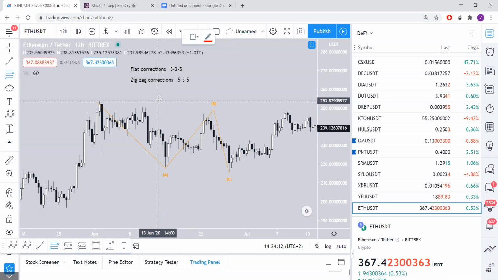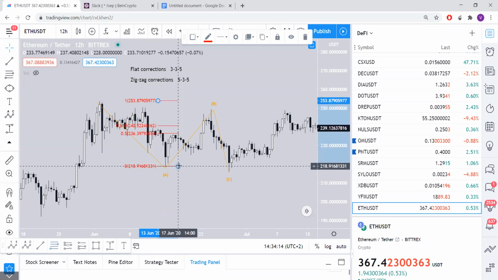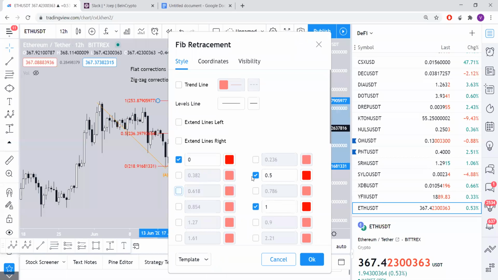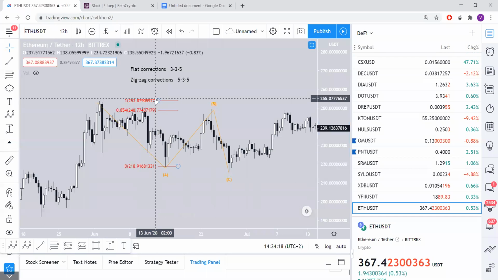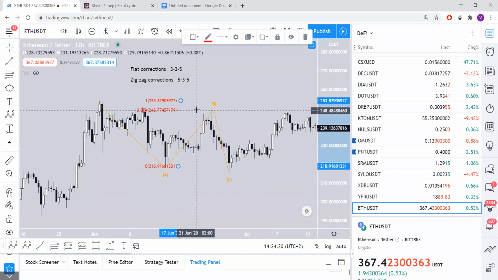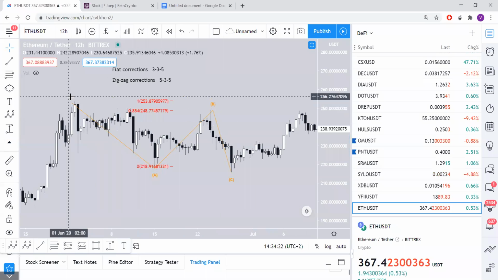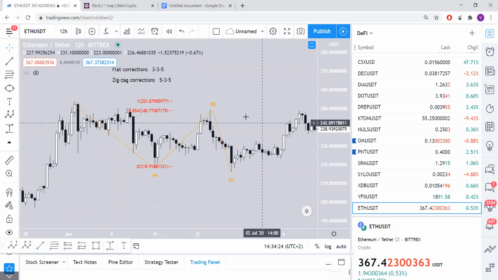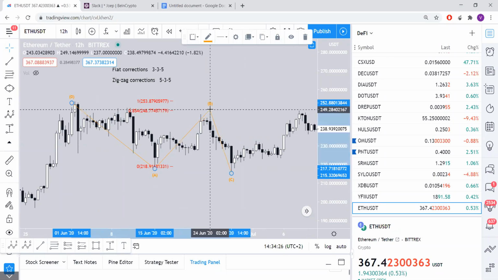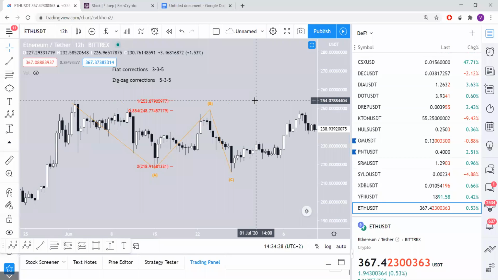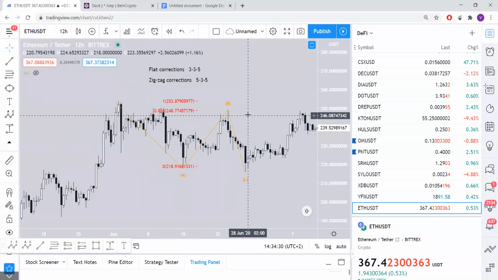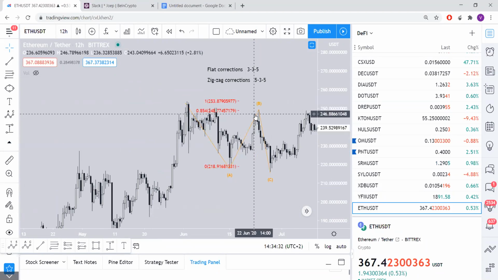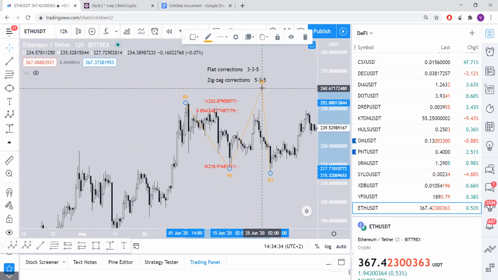You can even do 85, but flat corrections go very close to the starting point. See, this one almost did 9. So if a flat correction began here, then you would expect the B wave to come very close to it. There are versions of it like an expanded flat in which the price would go here and here.